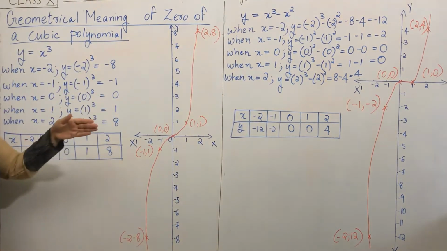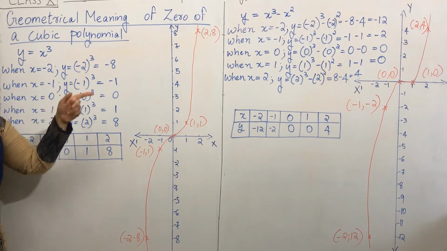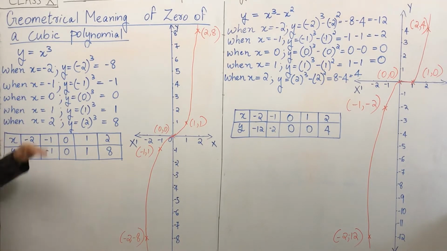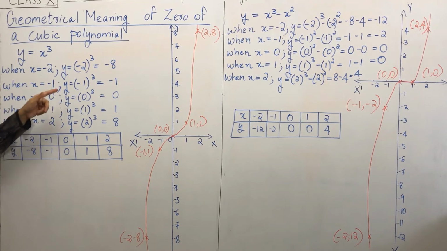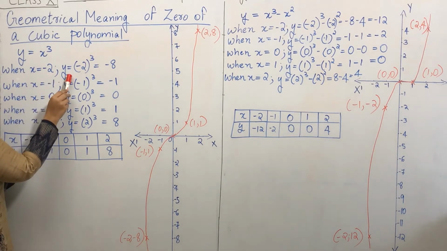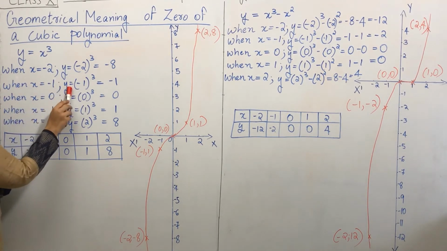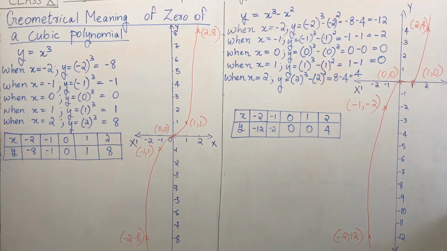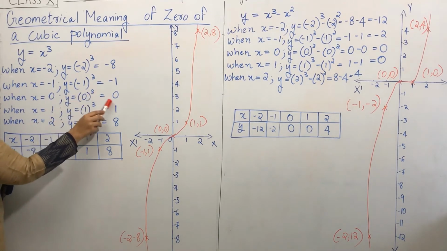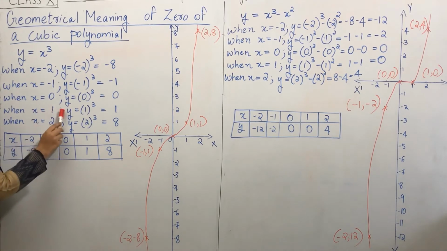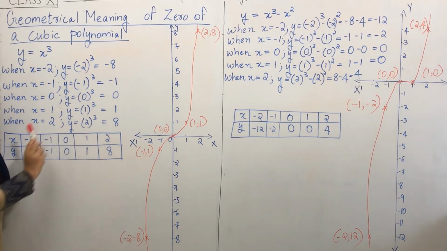Here we are studying two cases in which there is a single zero and two zeros in the case of a cubic polynomial. First case, y equals x cube. We are substituting values for x and finding the corresponding values of y. When x equals minus 2, y equals (minus 2) cube, equals minus 8. When x equals minus 1, y equals (minus 1) cube, equals minus 1. When x equals 0, y equals 0 cube, equals 0. When x equals 1, y equals 1 cube, equals 1. When x equals 2, y equals 2 cube, equals 8.